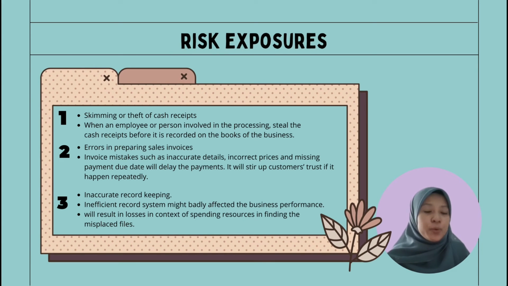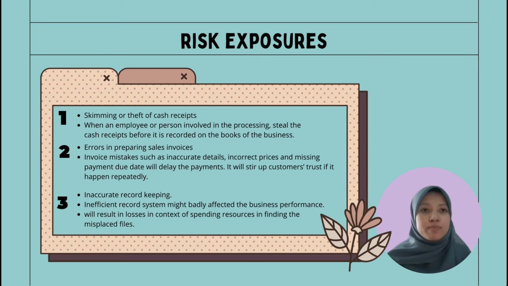Next, I will continue with risk exposures. There are a few risk exposures that might result from each of the internal control weaknesses identified in the DIP. Firstly, skimming or theft of cash receipts. This risk exposure will occur when an employee or person involved in processing steals the cash receipts before they are recorded on the books of the business.